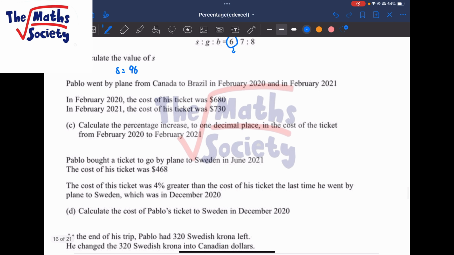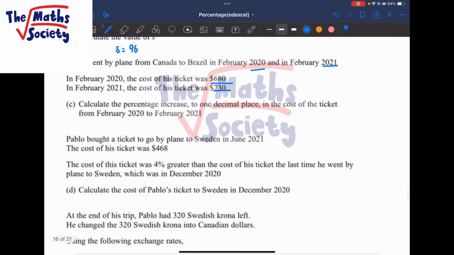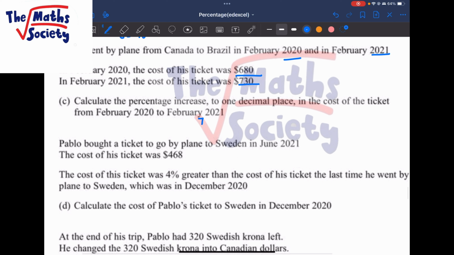It says Pablo went by plane from Canada to Brazil in February 2020 and February 2021. In 2020, the cost was 680. In 2021, the cost was 730. Calculate the percentage increase. You just need to calculate the increase, which is 730 minus 680, divided by 680, multiplied by 100, which will get an increase of 7.4%. So this is a percentage increase.